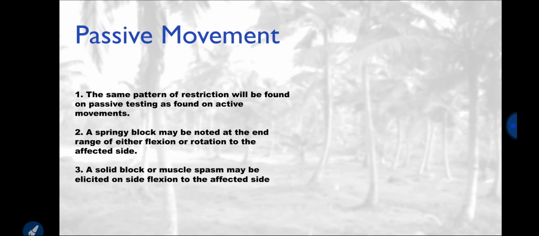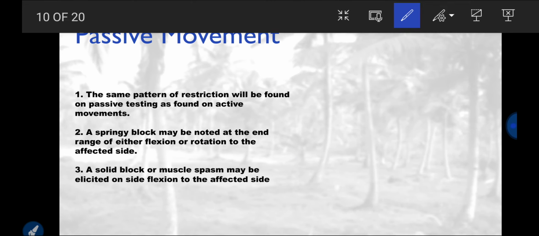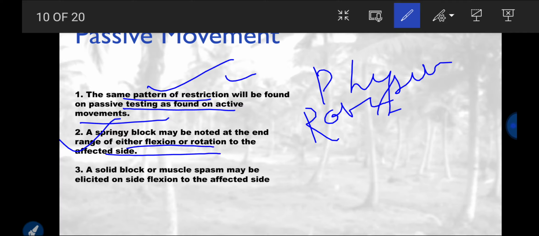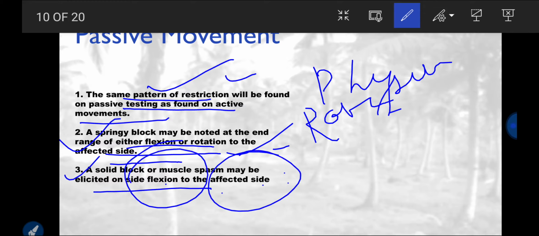Next, passive movement. In passive movement, all the patterns are the same, because the active movement is done by the patient and the passive movement is done by the physiotherapist. When we do passive testing, we find that the restrictions are the same, like in rotation, flexion, extension. A springy block may be noted at the end range of either flexion or rotation to the affected side. A solid block of muscle spasm may be elicited on side flexion to the affected side.